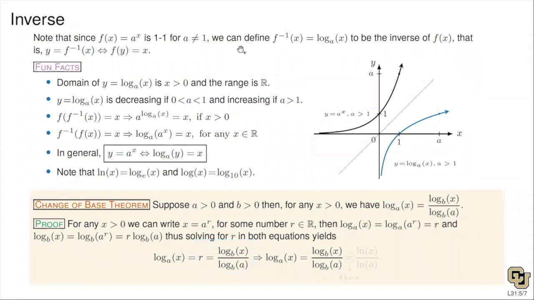And in our book, they specifically choose b to be the Euler number e. So if we make b here into the Euler number e, then we get log of x base a equals ln of x divided by ln of a. So in our textbook, we always just convert to the natural log because we know how to differentiate the natural log. So if I have log of x base 12, I can write that as ln of x over ln of 12.